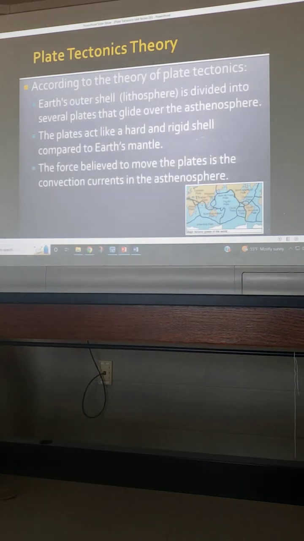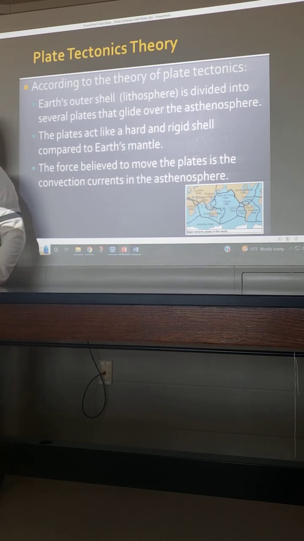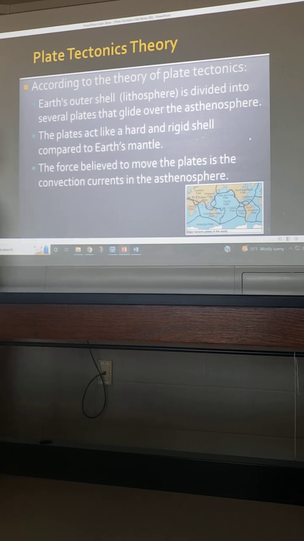And so the force believed to move the plates is the convection currents in the asthenosphere. So without the heat, and without having the plasticky molten magma mantle that's allowing for movement, we wouldn't have movement of our plates. Right, so the movement is directly related to having those convection currents caused from the heat inside our Earth. And so when those plates move, a lot of really dramatic events and land features are created.